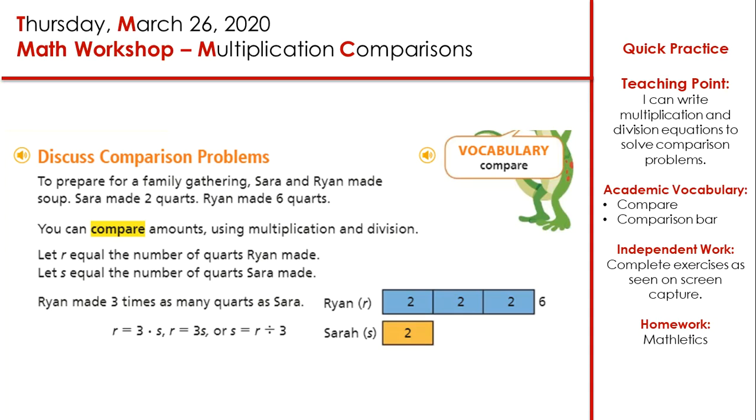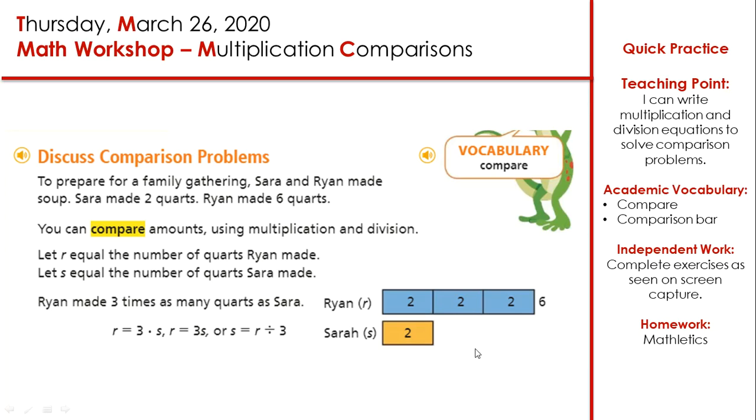So let's take a look at what we have here this time. To prepare for a family gathering, Sarah and Ryan made soup. Sarah made 2 quarts and Ryan made 6 quarts. Remember that quarts is a unit of measurement that relates to volume. You can compare amounts using multiplication and division as I stated before.